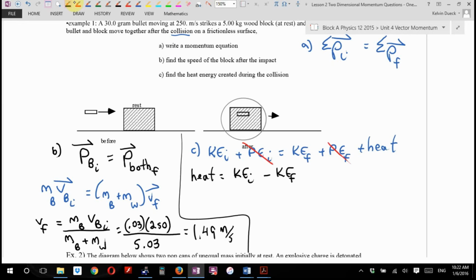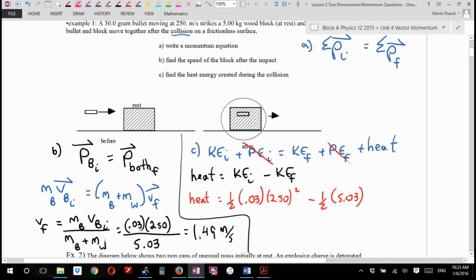Well, we have to be a little bit careful here. Kinetic energy is what? What's the equation? Okay, half mv squared. Now, initial, it's going to be a half. Initially, Devin, what's moving? Oh, so the mass I'm going to put here is 0.03. Initially, what's the velocity, speed? 250 squared minus, and what's my final kinetic energy? It's still going to be a half. What's my final m? 5.03. What's my final v?